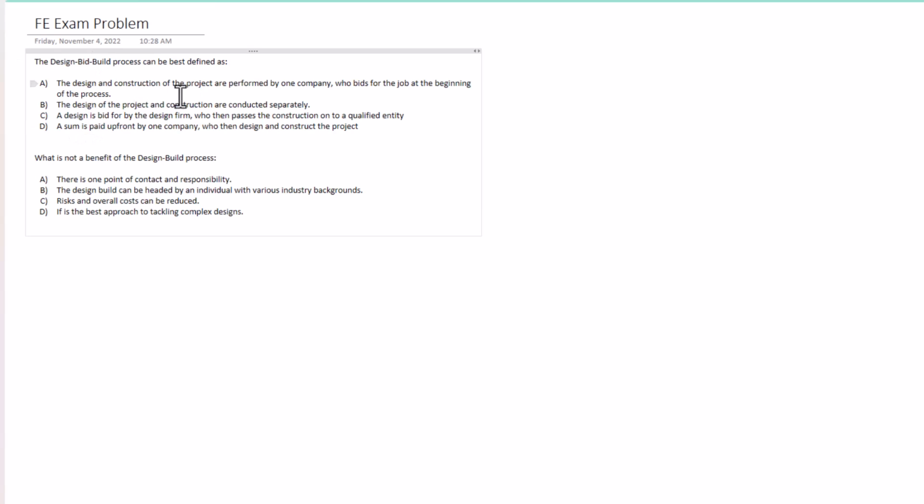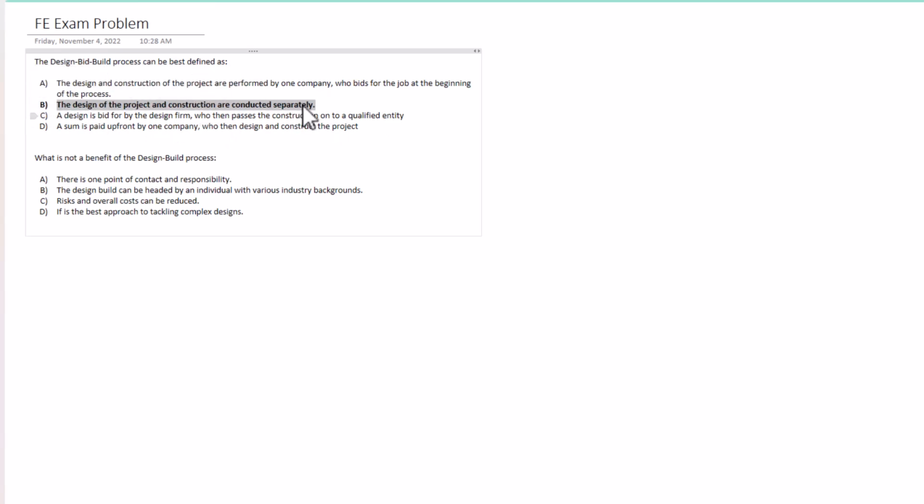And you need to look for these on the FE exam. There could be questions that are like 80% true, but not quite 100% true, and so you need to watch out for those. And then D, a sum is paid upfront by one company who then designs and constructs the project. That's sort of like this one and is not quite correct. So B is actually the answer here.